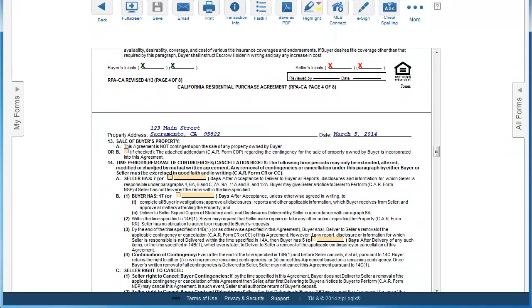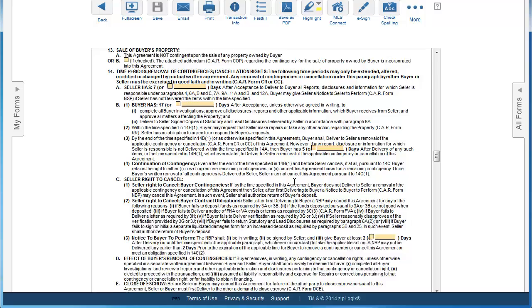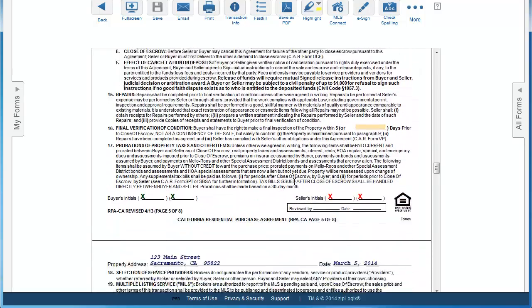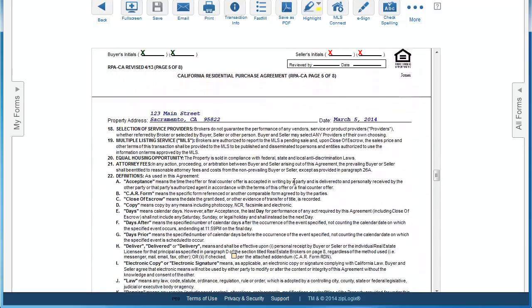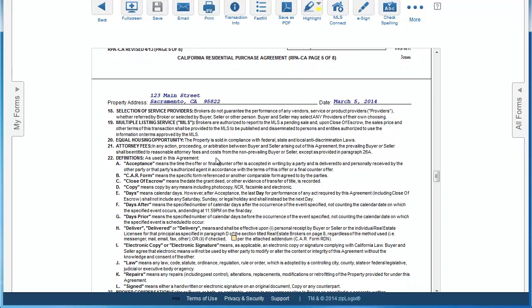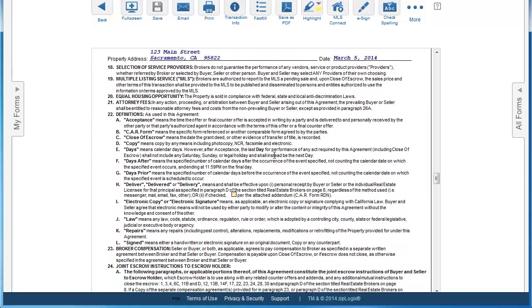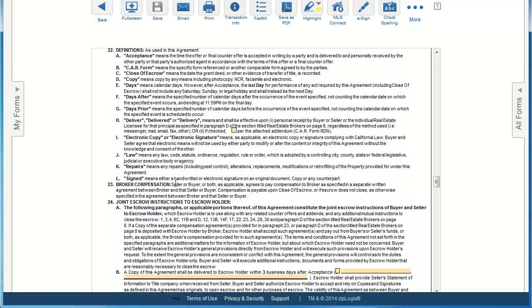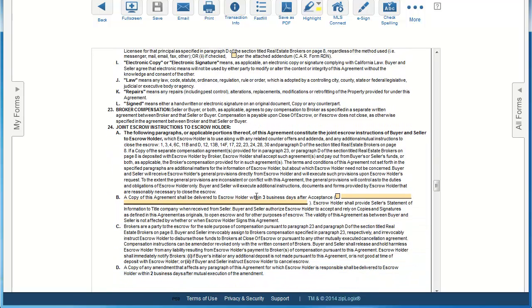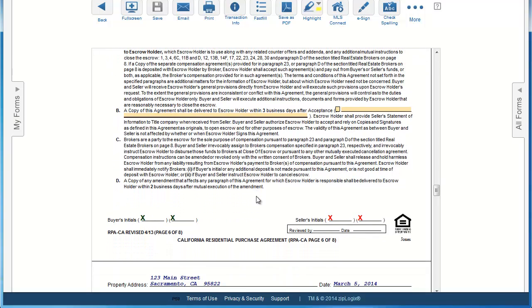This is sale of the buyer's property. This is if they have to sell their property before they can actually purchase this. And we'll continue to go down here. This is just talking about the multiple listing service, equal opportunity, attorney's fees, definitions that you're going to have, broker compensation, joint escrow instructions. Again, you can read all of this. All we're doing is going down here.